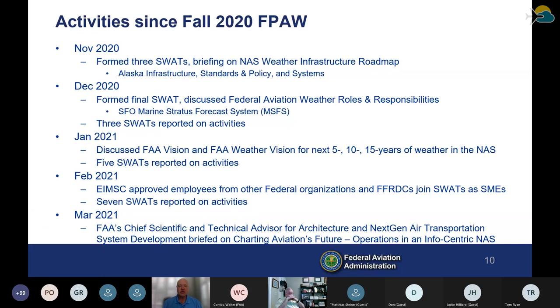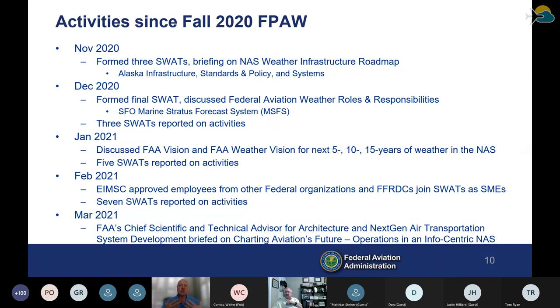By January, we discussed the FAA vision and weather vision for the next 5, 10, 15 years of weather in the NAS. This is a big movement within the FAA and also within NextGen and then ATO. Some have called it Weather 2035, NAS Vision 2035. In any event, our administrator and senior leadership is starting to get people to look at what 2035 might look like.